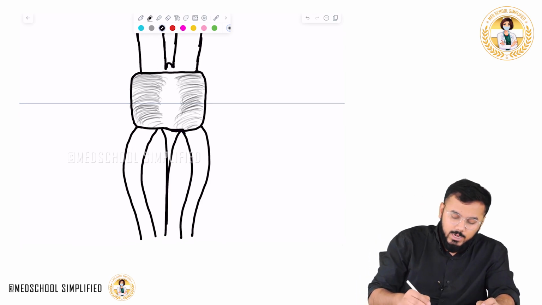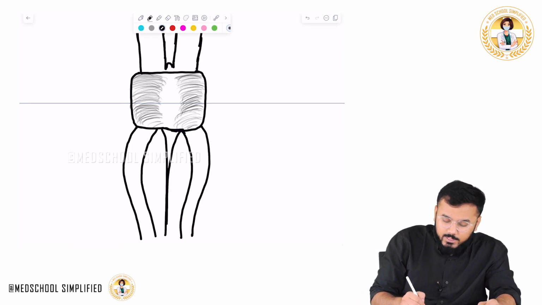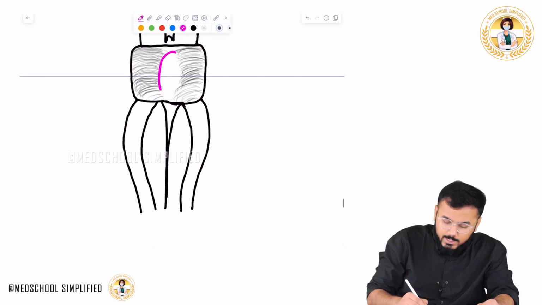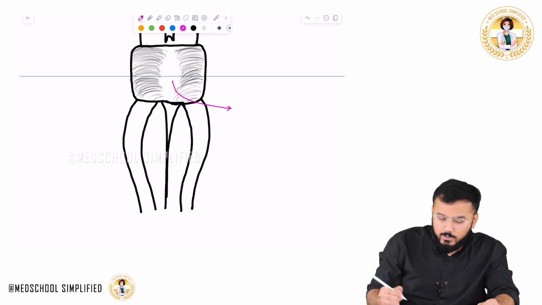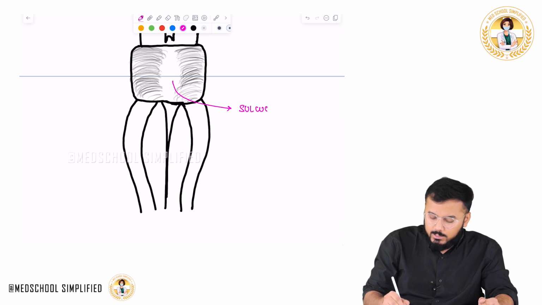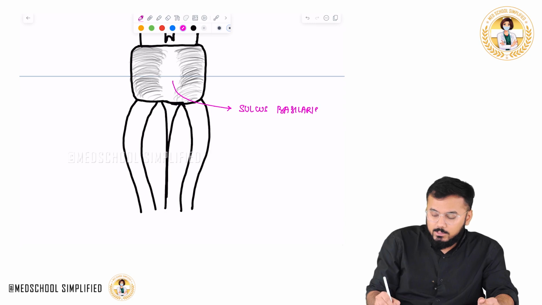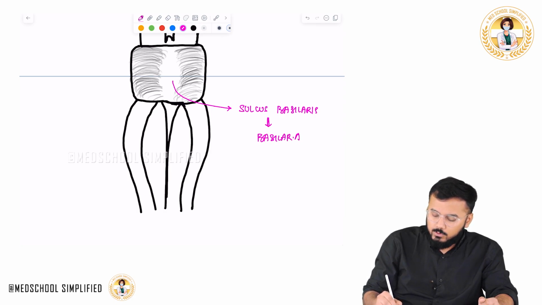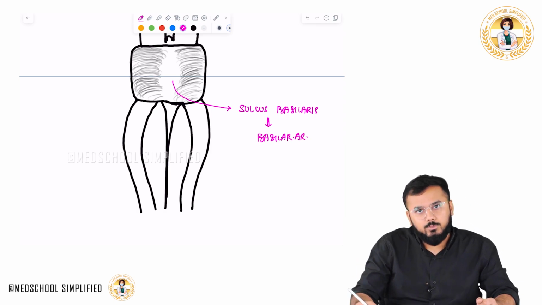The important concern is that in the center, I have left a space in between. So this space which I left in the center is called sulcus basilaris. Why is this called sulcus basilaris? Because this is the place where your basilar artery is present.